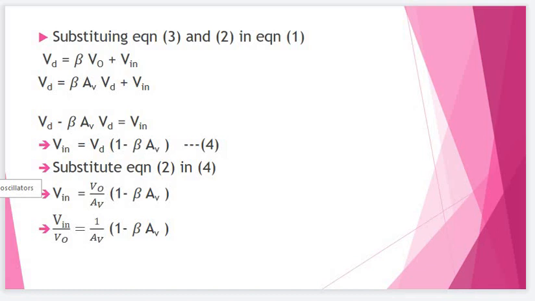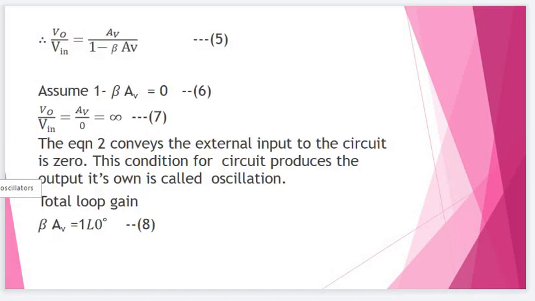Substituting equations 3 and 2 in 1, Vd equals beta V0 plus Vin. So Vd equals beta AV Vd plus Vin. So Vd minus beta AV Vd equals Vin. So Vin is equal to Vd into 1 minus beta AV. Substitute equation 2 in 4. So Vin is equal to V0 by AV into 1 minus beta AV. The ratio Vin divided by V0 equals 1 by AV into 1 minus beta AV. So the output voltage to input voltage ratio is equal to AV by 1 minus beta AV.